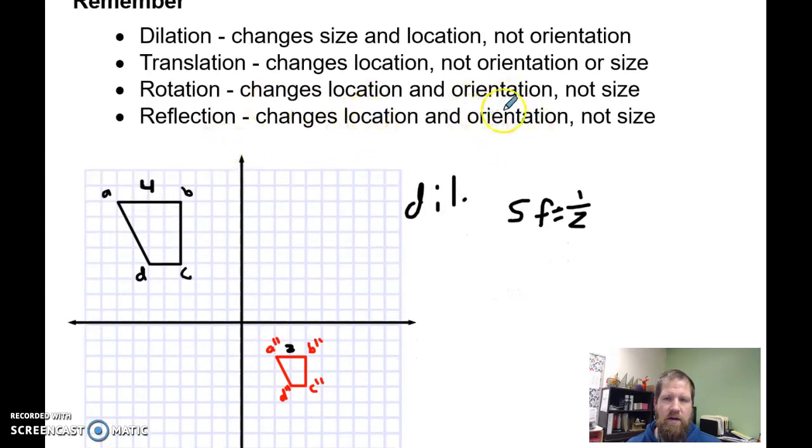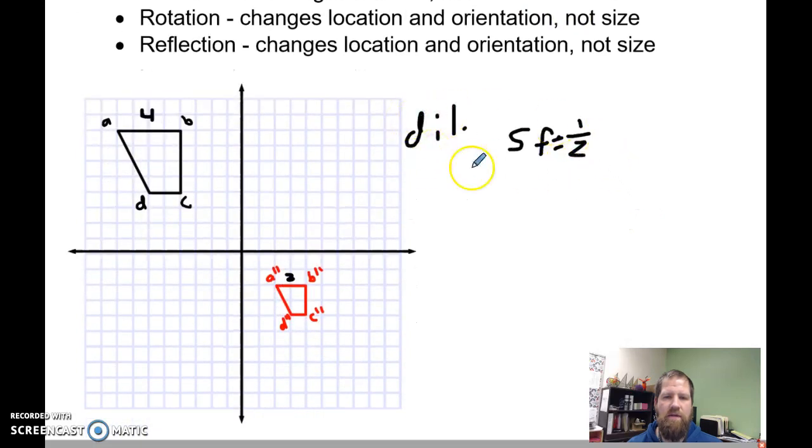Because of the orientation changing or not changing, I can rule out these two. So I'm really looking for this dilation and then a translation. What helps me is once I've figured out I had to go through a dilation, start with that one. Let's do that one first.